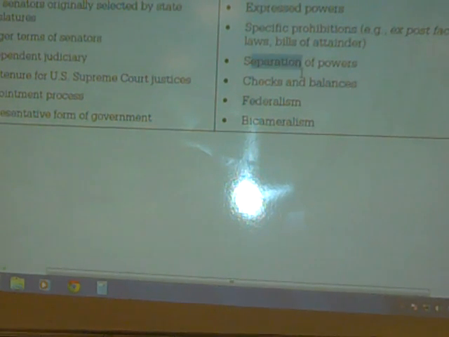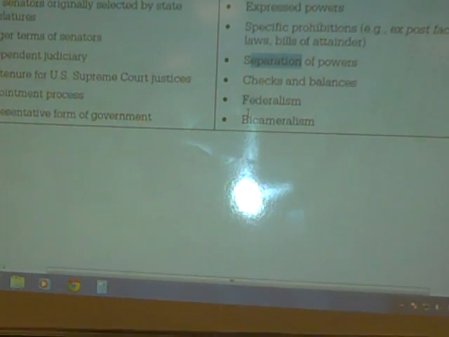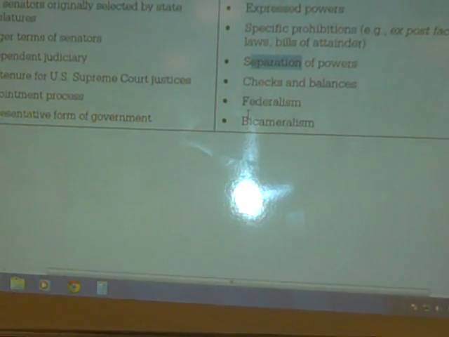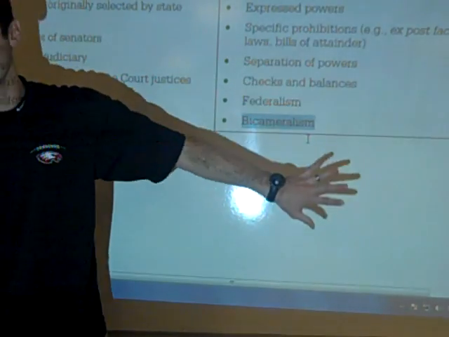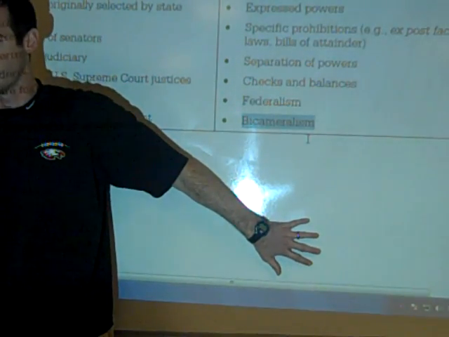Separation of power limits government power. Checks and balances limits government power. Federalism gives a bunch of power to the states and limits the power of the majority in the nation to abuse the minority, and bicameralism separates power within Congress. All these are sort of indirect ways that we limit the power of our government, and therefore that limits the ability of the majority to use our government against the minority.